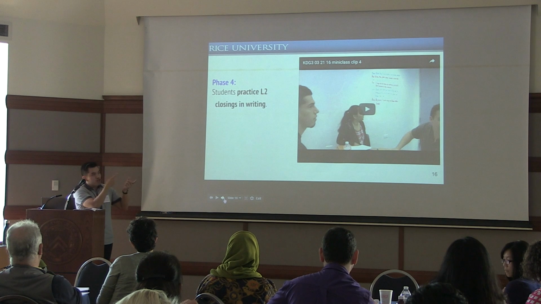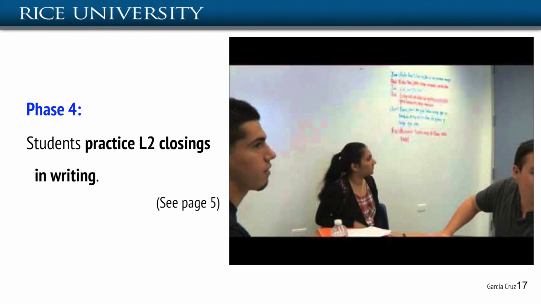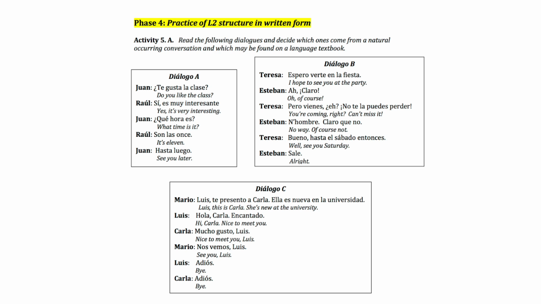So for this, I only show the reconstructing the dialogue that comes from a textbook. So if you look at Diálogo Uno, students first get in groups and then read each of the dialogues and then decide which one is the one that is natural, which would be A, and which two are the ones that come from textbooks.